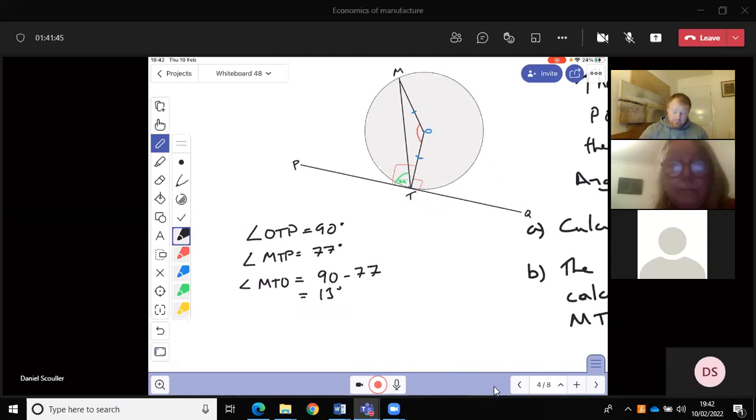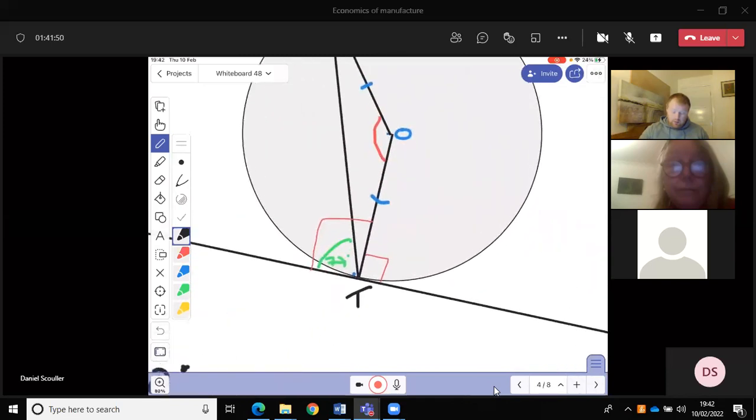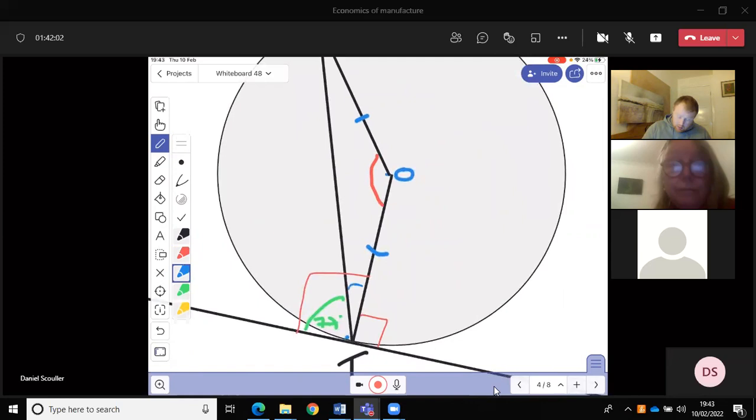Okay, so what have we found out? We found out MTO, this angle in here. So we know that this angle in here is 13 degrees. It completes that: 77 plus 13 will be 90, which creates that 90 degrees.